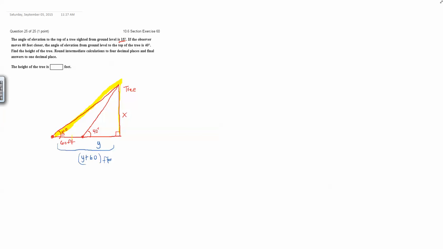So I'm just focusing on this outer triangle and trying to identify the trig ratio that would go with this. So with this triangle, from the perspective of my 15 degrees, I have the opposite side is x, and I have the adjacent, now the entire adjacent side is the y plus 60 feet. So let's set up that trig ratio. Now the one that we want to use for opposite adjacent is tangent. So tangent of my angle, 15 degrees, is opposite over adjacent, or x over y plus 60.